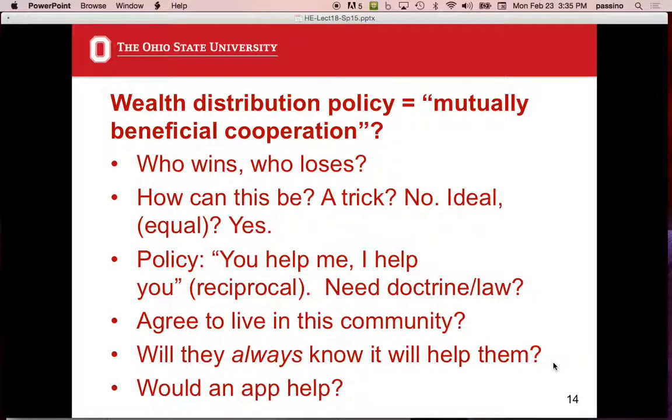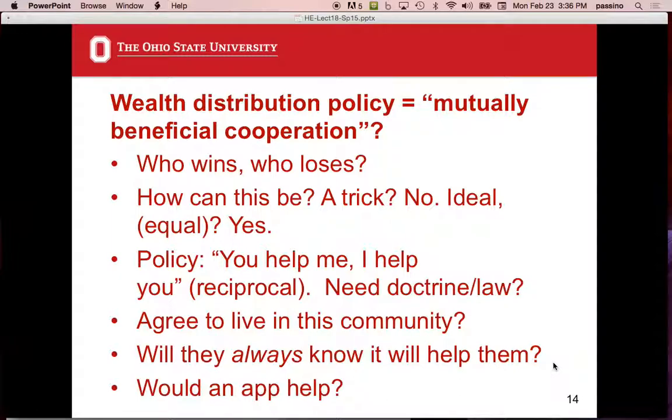Okay, so the wealth distribution policy, this has a name: mutually beneficial cooperation, okay? In other words, it's not a who wins, who loses. If you enter into this situation, everybody wins, okay? It's not a trick, it's just that it's ideal. All right, you help me, I help you. And the question some people ask is, do you need a doctrine or a law to force this? Probably not, because everybody's going to want to enter into this agreement of having this kind of wealth distribution policy, because everybody's going to win. The problem comes in, though, with inequality. Okay, we'll come to that in a minute.